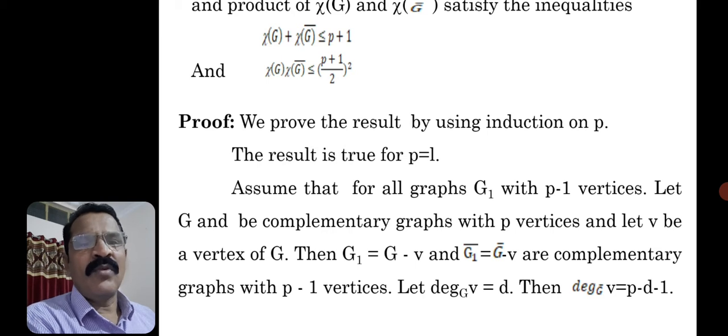Obviously it is true, because the chromatic number of a graph with only one vertex is 1, and there also it is 1. So 1 plus 1, the chromatic number of G plus the chromatic number of G bar, is 2. P is 1, so P plus 1 is 2, and 2 is less than or equal to 2. Similarly, the product 1 into 1 is 1 only. It is less than or equal to ((1 plus 1) by 2) squared, which is 1 squared, again 1. So the result is very obvious.